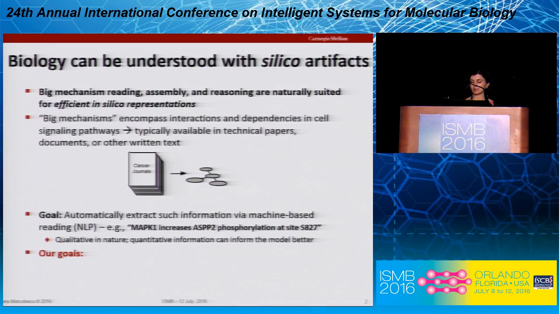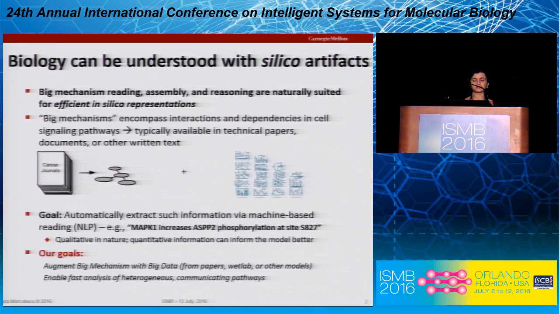We basically look at ways to augment this kind of big mechanism extraction with big data, meaning that we're looking at numerical data that exists in papers and supplementary information. They could be wet lab data or perhaps from other models, such that this qualitative information can be made more useful. And a main goal is to also enable fast analysis of heterogeneous and communicating pathways. And we do so by using hardware.